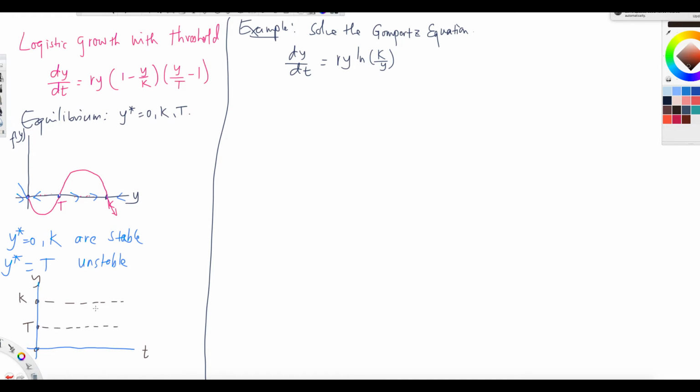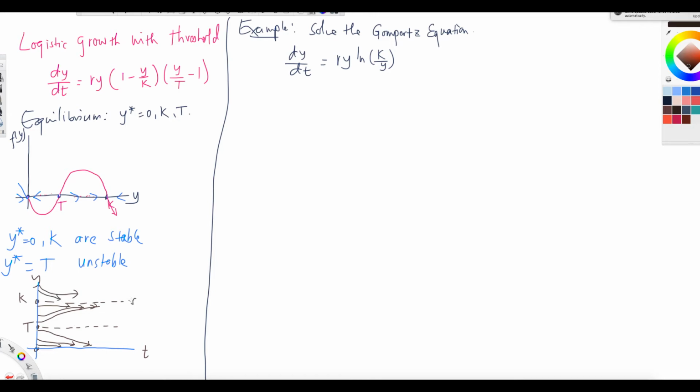So if you start with a value that is less than t, then it will go like that. If you start between t and k, it will go to k, because it starts between t and k and goes to the k. It will be like this, okay? Now if it starts above k, then it will go to k again, right? So this is what you see.